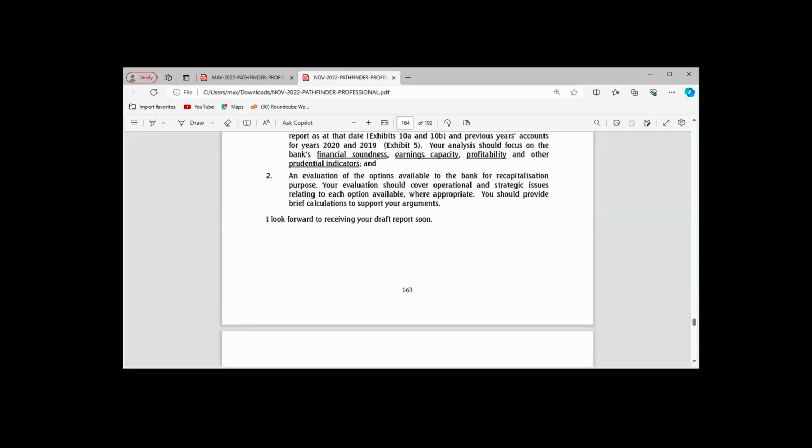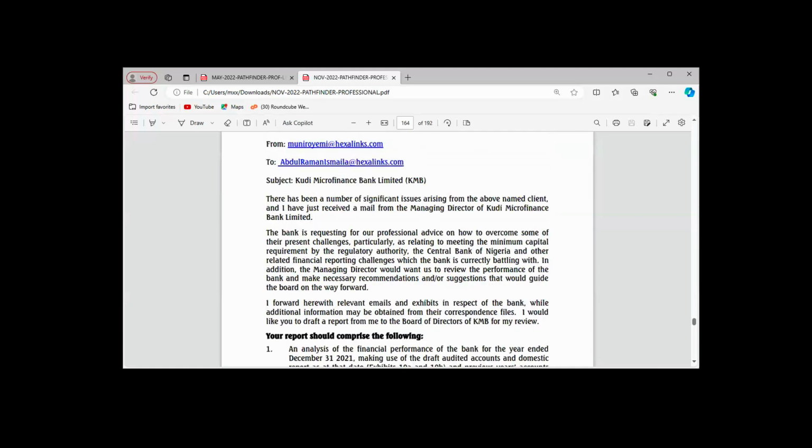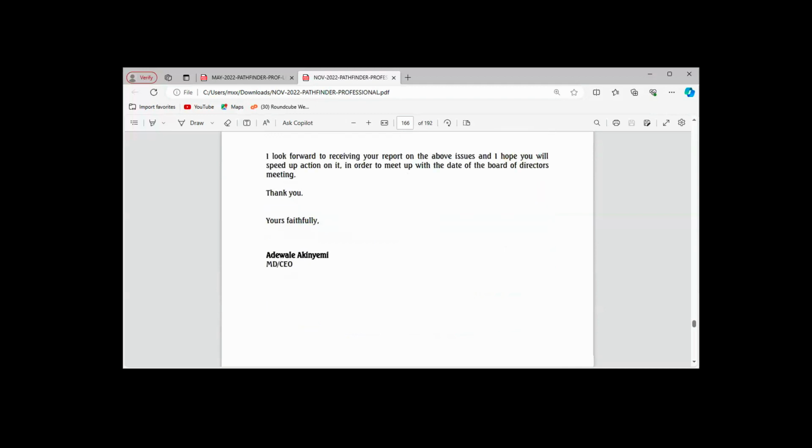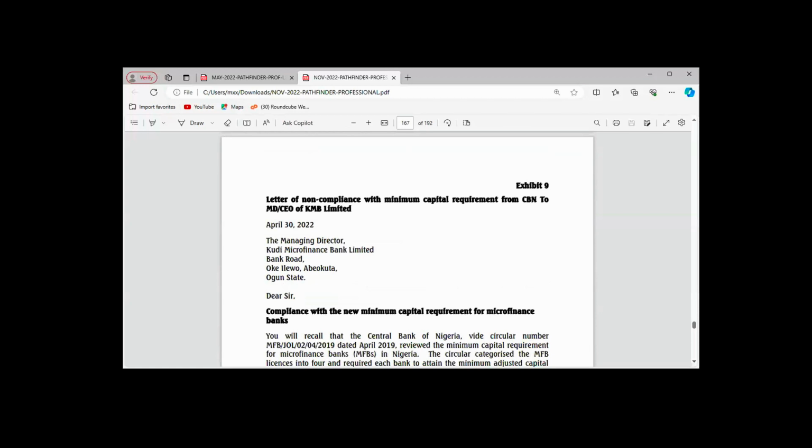Okay, so looking at these two requirements, can you tell that they are talking about accounting standard here? The requirement did not mention accounting standard, but there's information that is given to us in the exhibit on page 168, where you have Exhibit 9. Because this company, this is a bank, this is a microfinance bank, right?